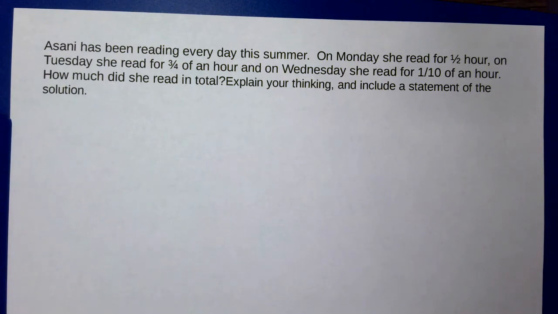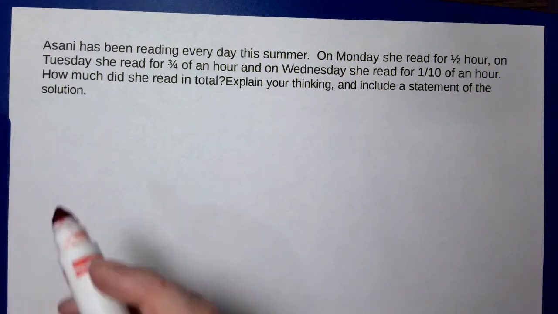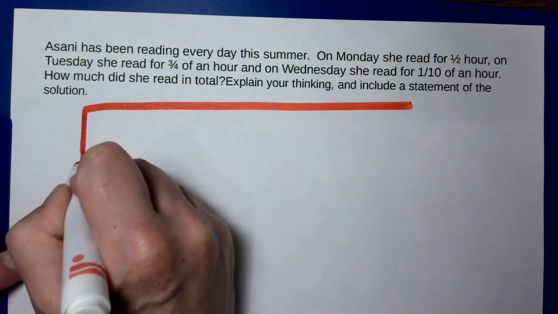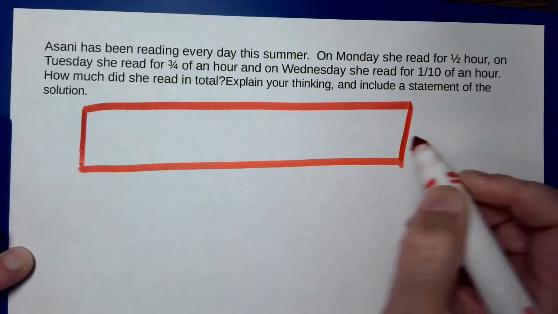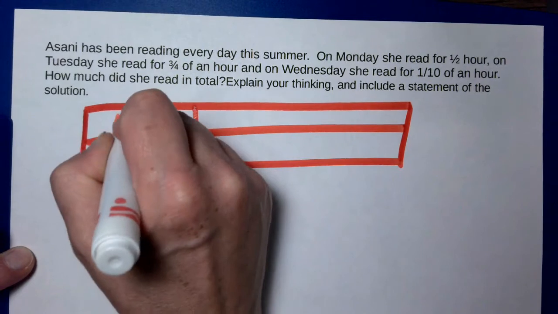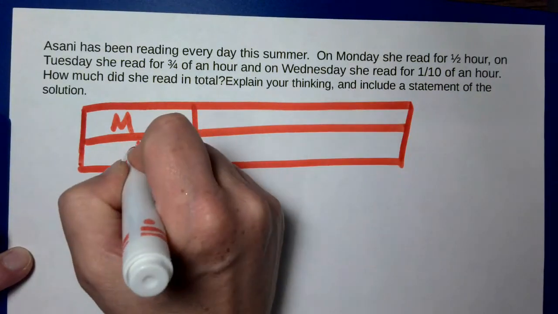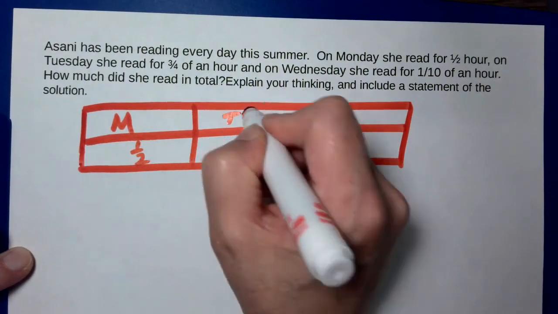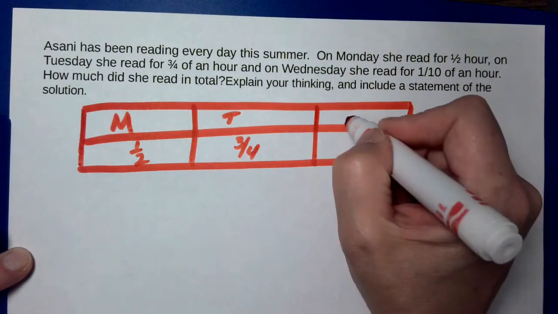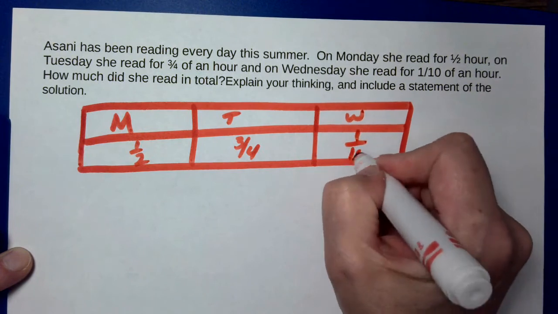Asani, good for you for reading. I'm going to organize this information so it's easier for me to understand. I'm going to make myself like a little calendar here. Asani's got reading on Monday. She read a half an hour. On Tuesday, she read for 3/4 of an hour. And on Wednesday, she didn't read quite as much. She read for 1/10 of an hour.